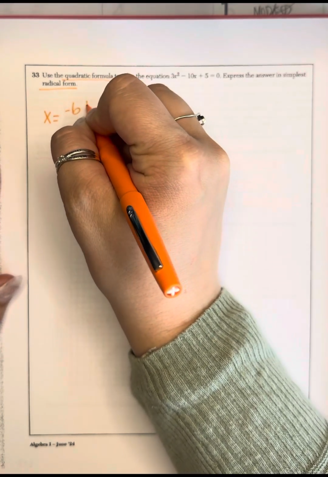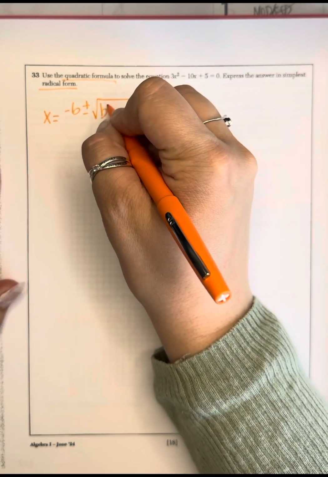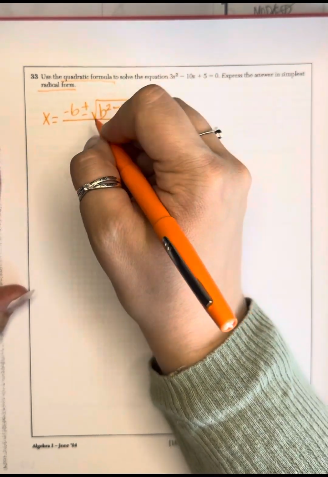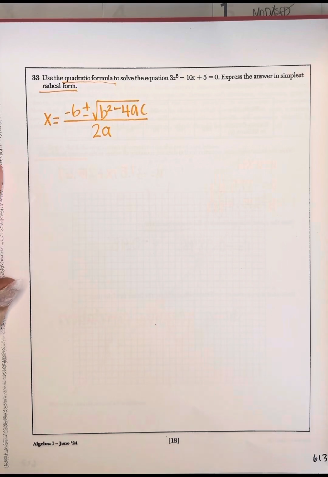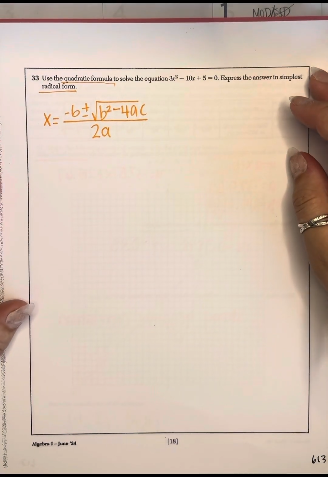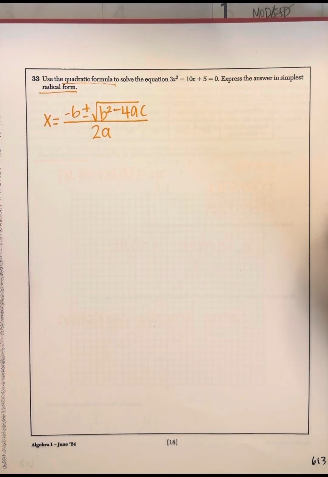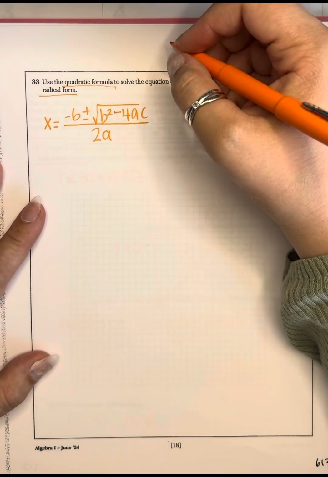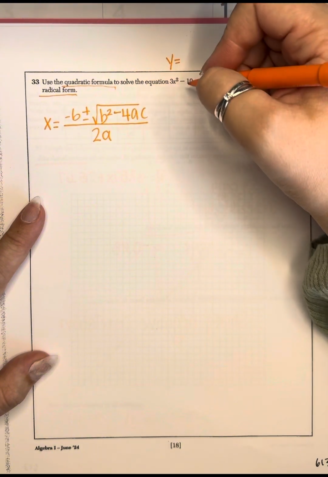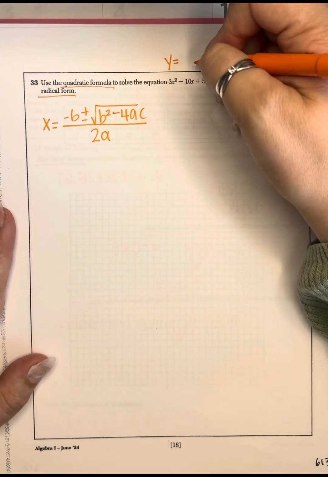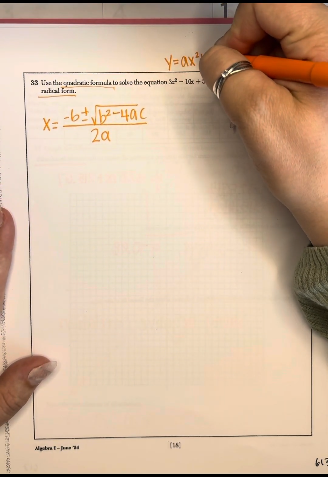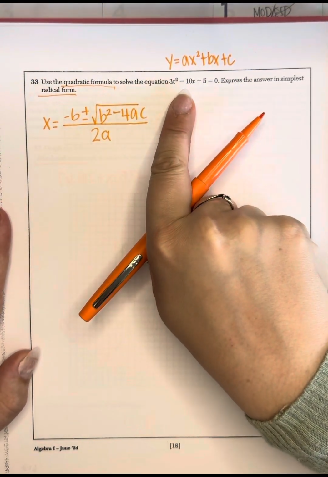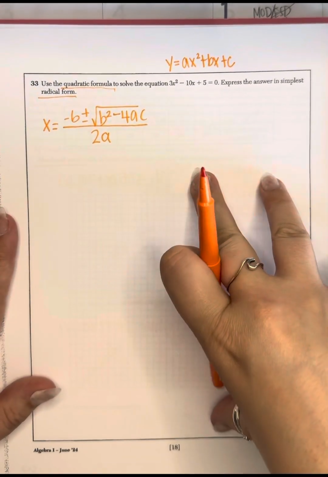x equals negative b plus or minus the square root of b squared minus 4ac, and that whole thing over 2a. So there's my quadratic formula. Your reference sheet also has the basic form for a quadratic function, y equals ax squared plus bx plus c. That can help you figure out what a, b, and c are, to substitute in the formula.